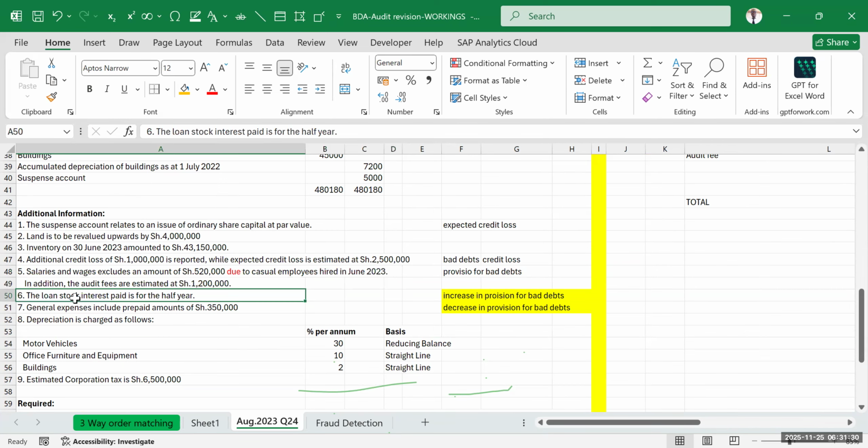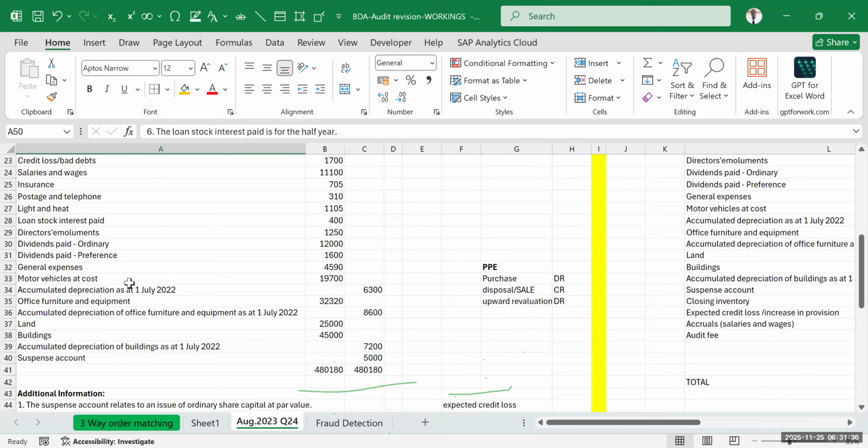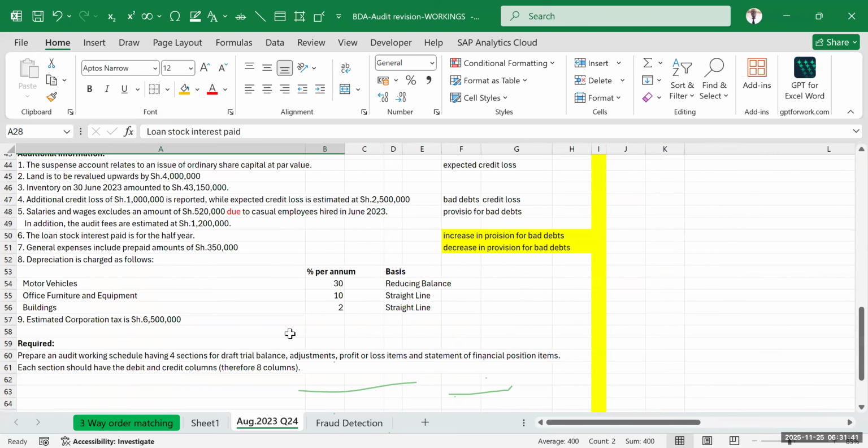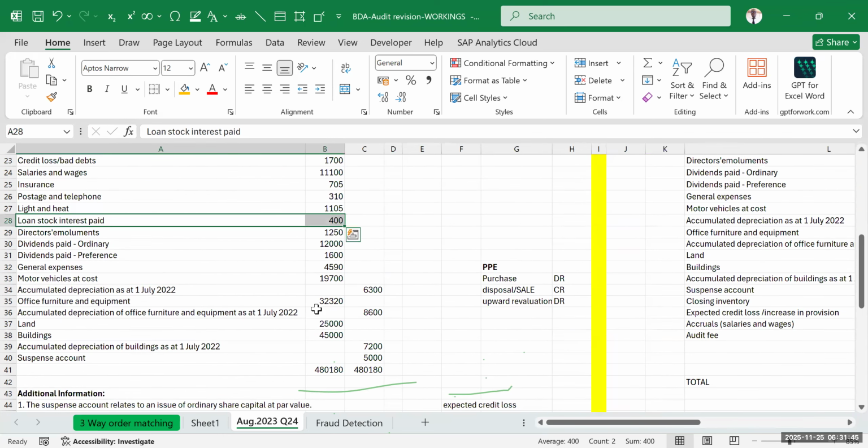Let's go to note number 6. The loan stock interest paid is for the half year. Now, loan stock interest paid was in the trial balance. Where was it? This one here. And they're telling us it was for the half year, meaning this is for 6 months. What treatment are we doing with that?